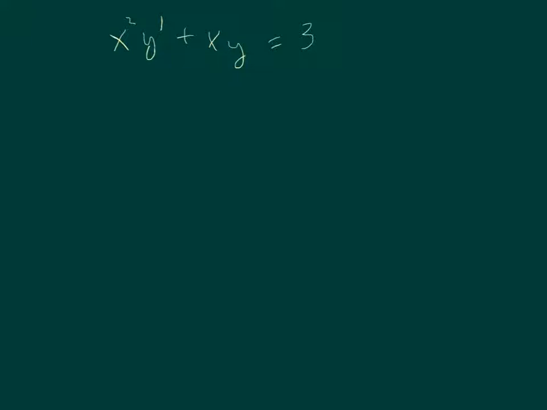Now here's one that looks, at first glance, like it's really a pretty tricky problem. Well, the first thing I want to do is I don't want any coefficient of the y prime, of the first derivative. So I'm going to divide everything by x squared. And I'll get y prime plus 1 over x y equals 3 over x squared. And again, at first glance, this looks more complicated.